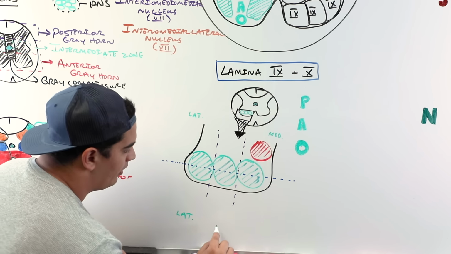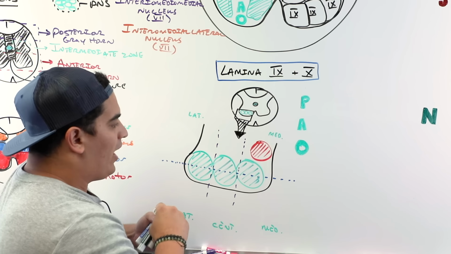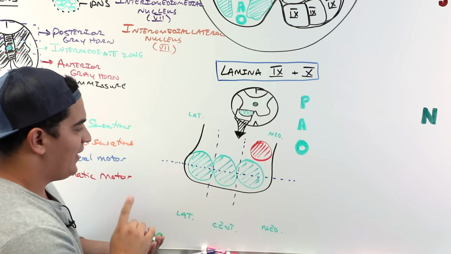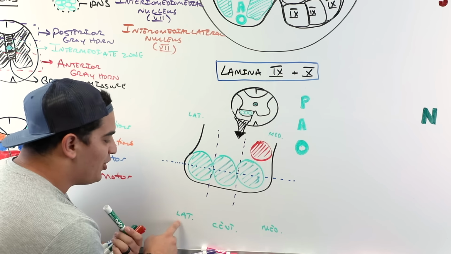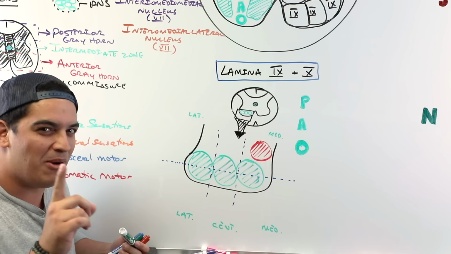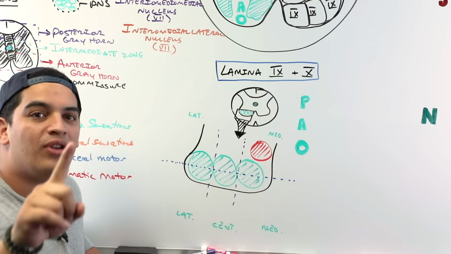Lateral nuclear group. This is our central nuclear group. And this is our medial nuclear group. We already know that. What I also want you to know is something really interesting. The lateral nuclear group is actually only present, let's see if you guys remember this, at C5 to T1 and at L2 to S3.